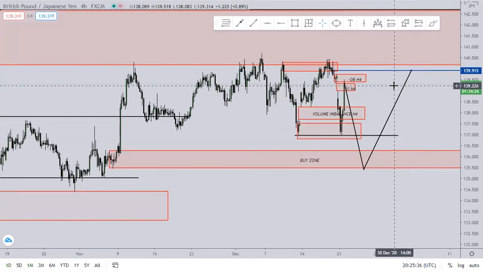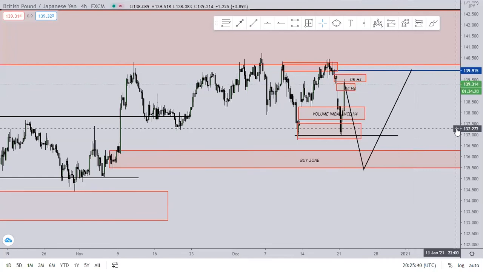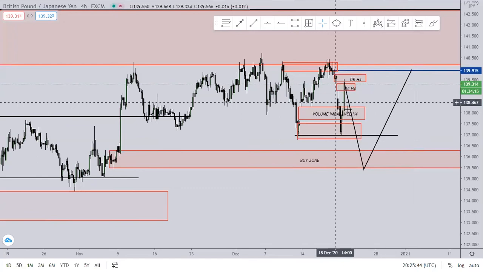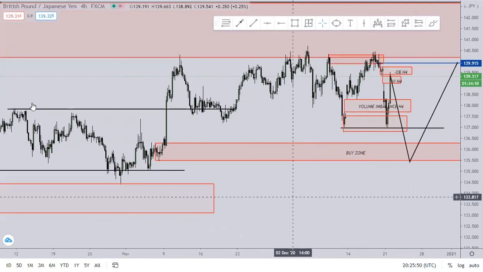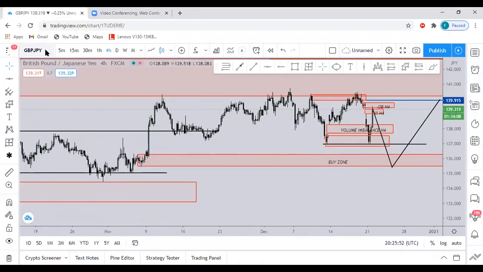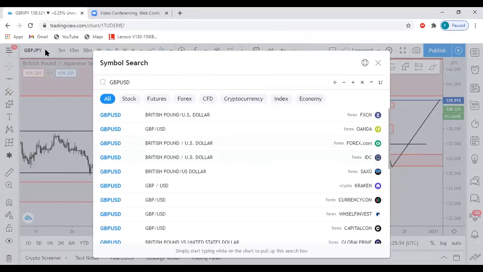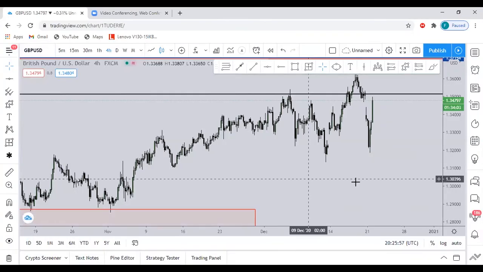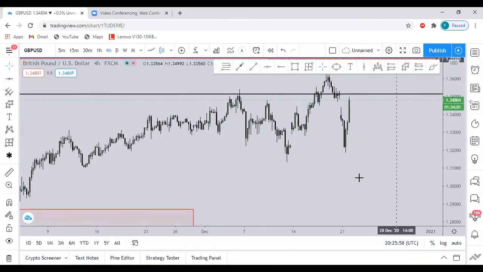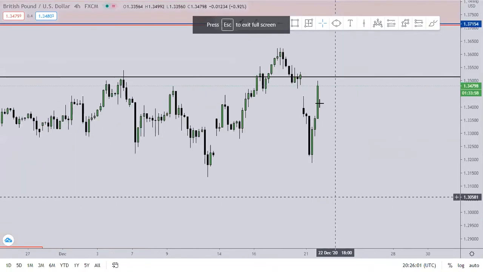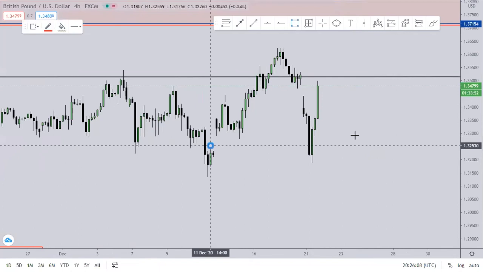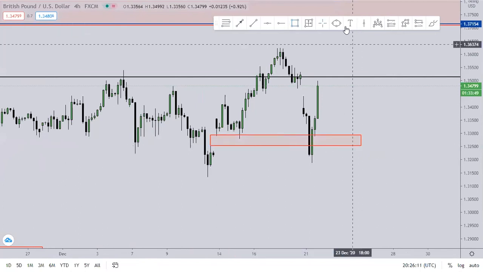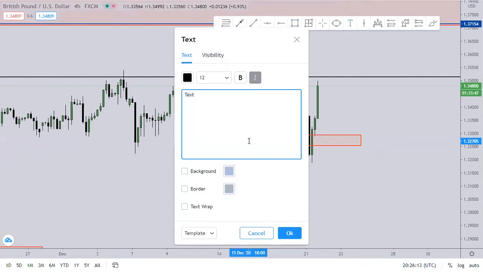I think yesterday I spoke of this volume imbalance. I don't remember. I've not watched the video myself, but I think I spoke about it. Did I speak about it? I think I did. So that's another example of a volume imbalance. There was one on GBP USD too. Let's go and look at it. Good. This is GBP USD, 4-hour time frame. Look. You see? Volume imbalance.